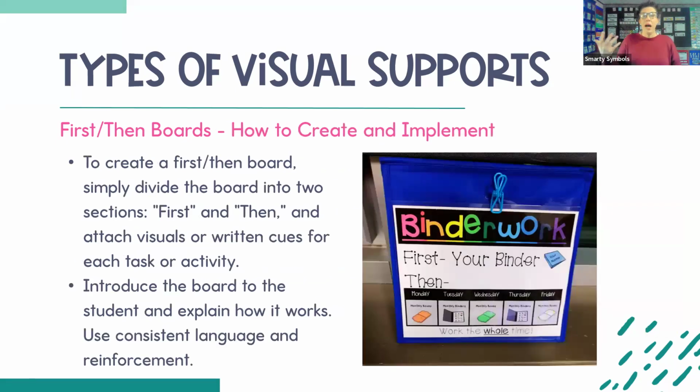Now, how do I create and implement it? We kind of talked about the implementation a little bit when I was describing it, but how do I create one? Well, the first thing you have to think about is what do you want those two things to be, right? What is going to be the piece of work or the desired behavior that you want to happen? And then what are they going to earn or receive that's preferred after they do that, right? And you can do this in written form, you can do this in visual form. And then, of course, we create the visual, right?